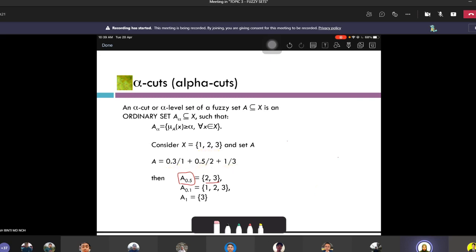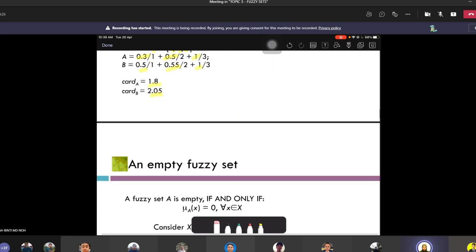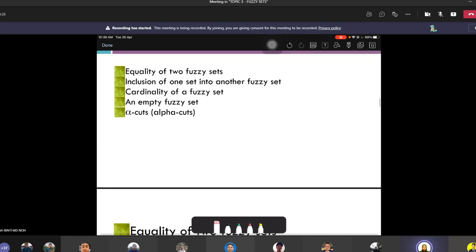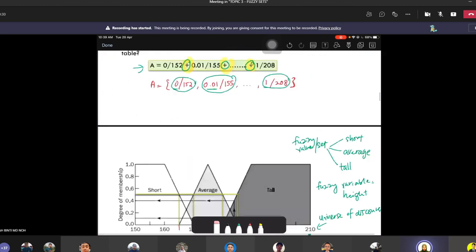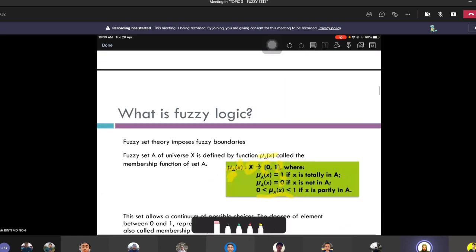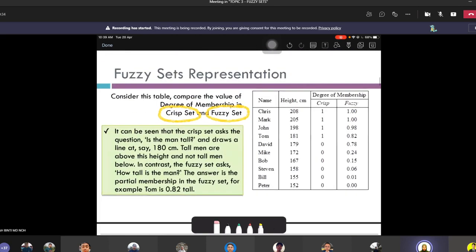Contoh bila you ada macam tadi set yang tall tu kan. Bila kita tengok balik set tall tadi, kat mana dia tadi? Saya share balik. Kalau kita tengok set yang tall, ni tadi. Okay, katakan saya nak yang 0.5 ke atas saja. So bila kita kata 0.5 alpha-cut is, dia termasuklah David ni.